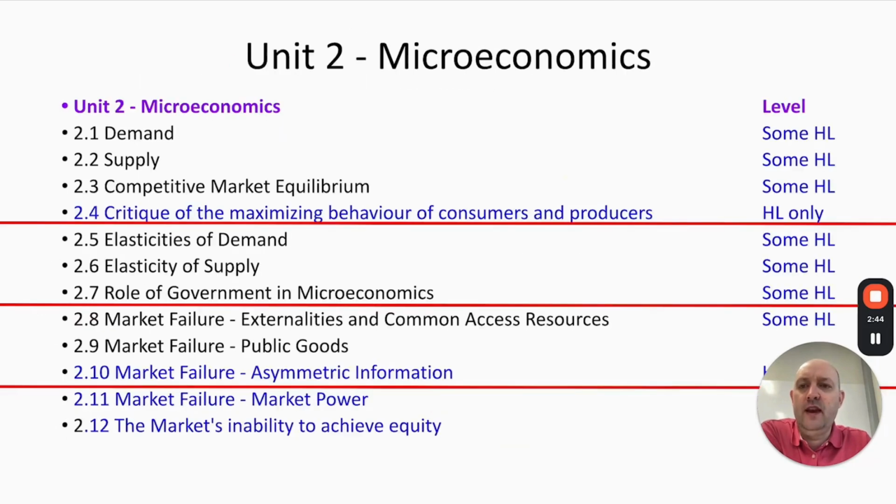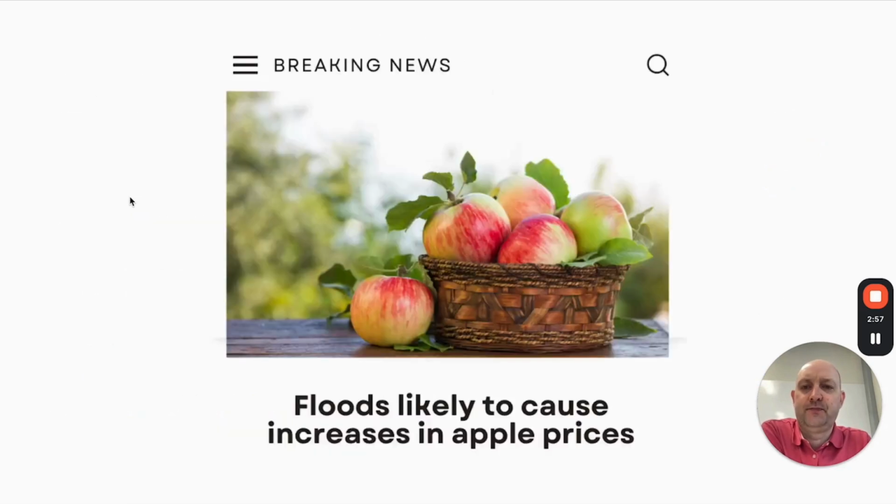Our goal for the next 3-4 chapters is to explain how supply and demand changes price. 2.1 is demand, 2.2 is supply, and then 2.3 will be how those interact to cause changes.